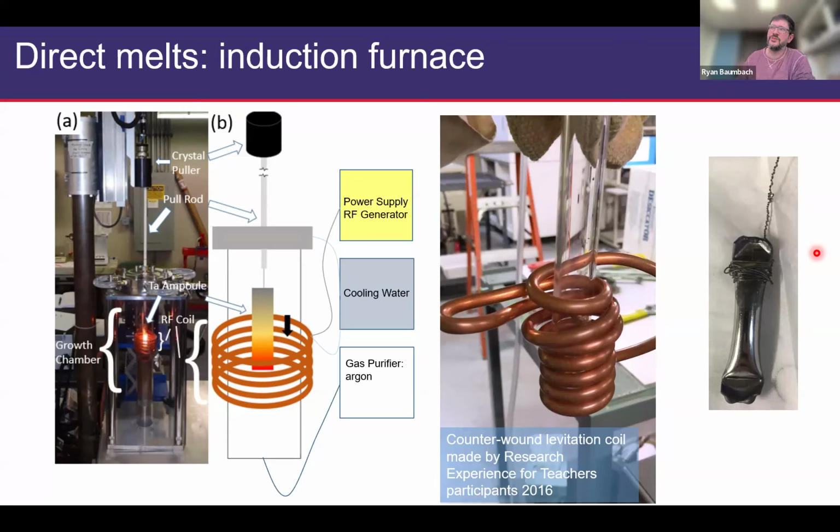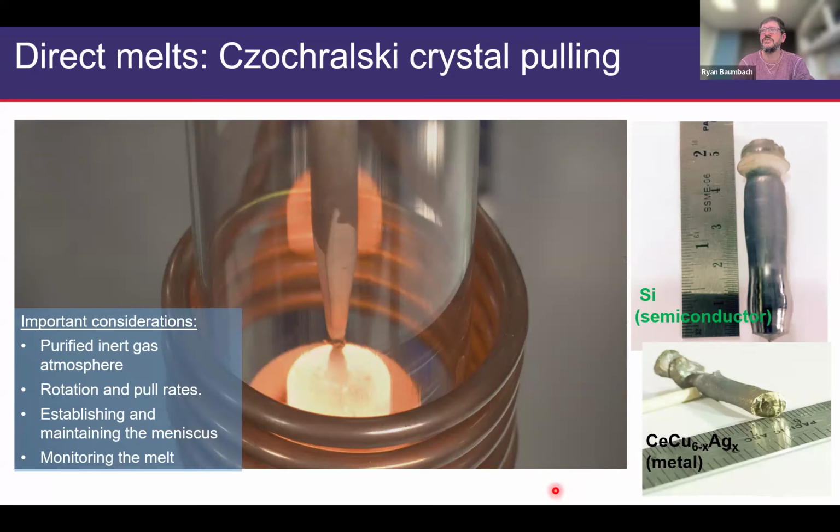Okay, one last comment on direct melts. We can think about different ways of heating materials. Of course, there's a lot of ways to do that. The other aspect of this is how do we let it solidify? And one of the most well-known versions of controlling solidification is what's called the Czochralski crystal pulling process. In this case, we're using an induction furnace to heat a crucible. This was a graphite crucible, which couples very nicely to a magnetic field. Inside of it, we have a melt. I think this one was just silicon.